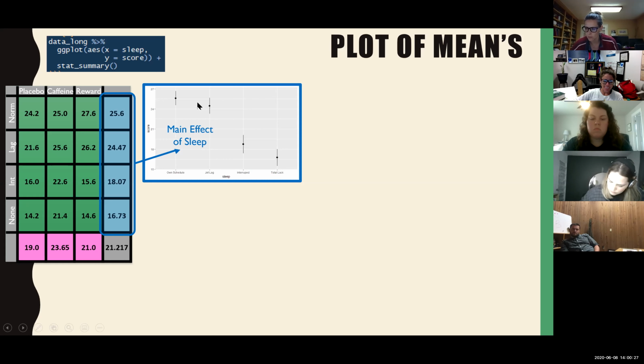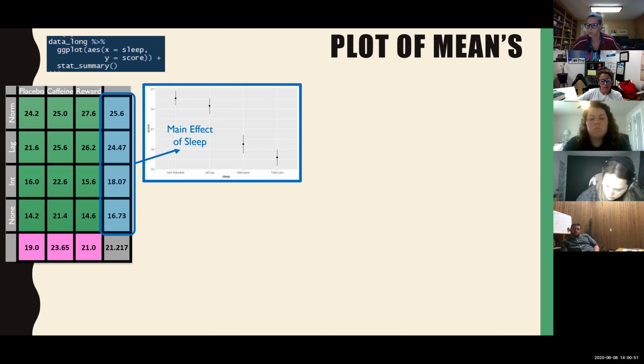So if we look at our averages, what's the trend with the averages? As we move to each more restricted sleep condition, the average goes down. This is the main effect of sleep. Notice when we say main effect of sleep, where's stimulant? Stimulant's ignored when we're talking about the main effect of sleep.